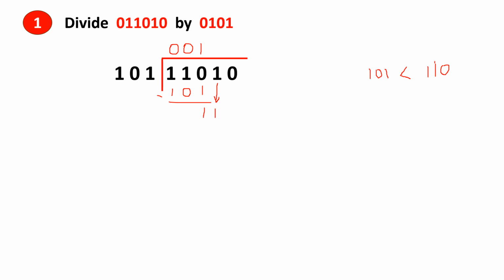Now compare 101 with 1 1. So when you compare 101 with 1 1, 101 is greater than 1 1. So in this case you put a 0. Now bring this 0 down.